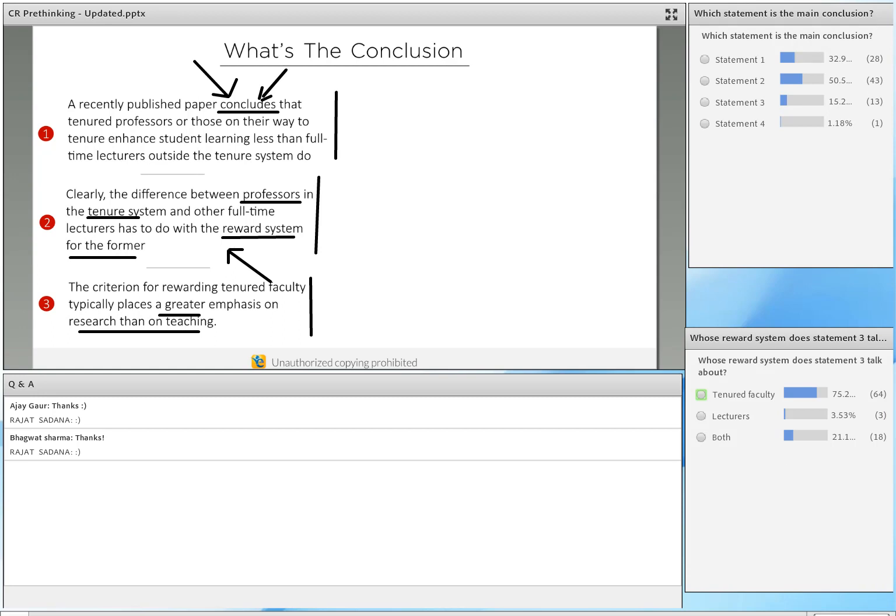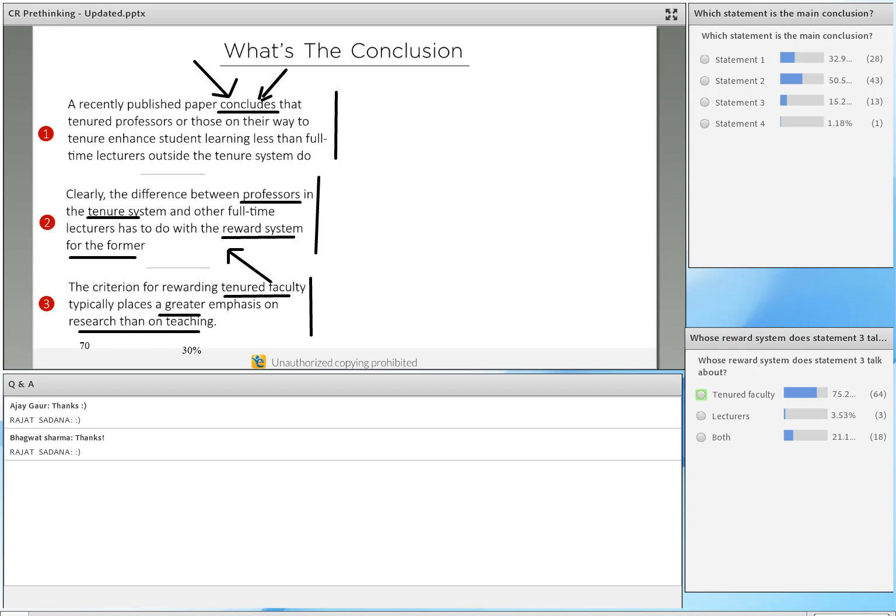75% of you say it's tenured faculty, and you are correct. It only talks about the reward system for tenured faculty. And this is kind of where a reading skill is required. The criterion for rewarding tenured faculty typically places greater, which is a comparative word, emphasis on research than on teaching. So what it's really saying is, for tenured faculty, the reward system places greater emphasis on research than on teaching. Typically when I see comparative words, it's good to put numbers. Maybe it puts 70% emphasis on research and 30% emphasis on teaching. So that's all it's saying. It's not saying anything about the reward system for lecturers.